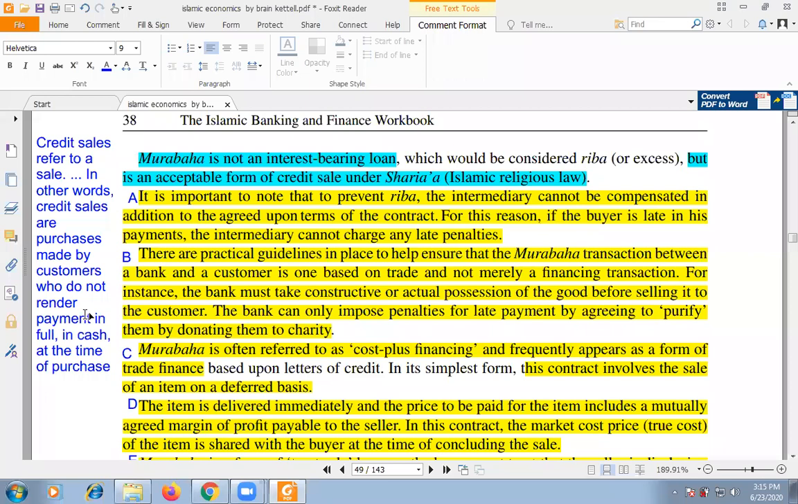Now here we find some guidelines about Murabaha transactions, the Murabaha mode of financing. Murabaha transactions are between a bank and a customer. A very important point is that this transaction is based on trade, not merely based on a financing transaction. It means this transaction is like trade, not like just finance.